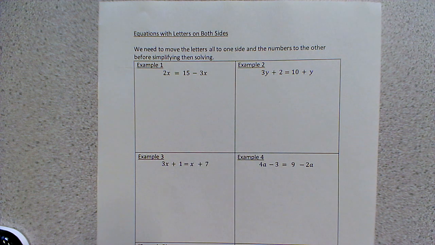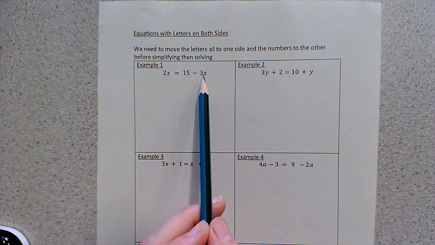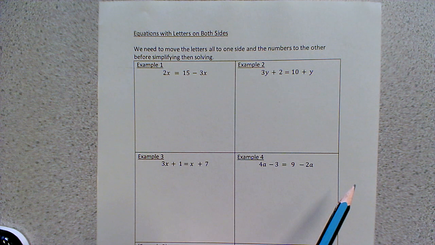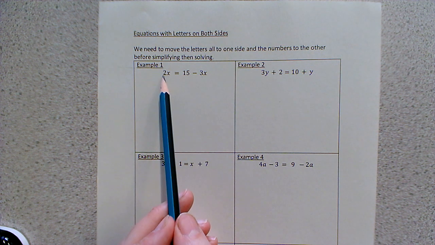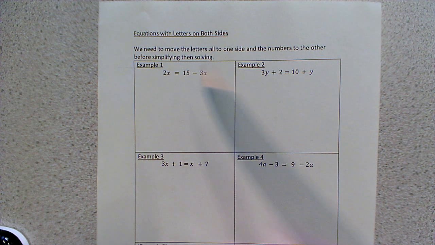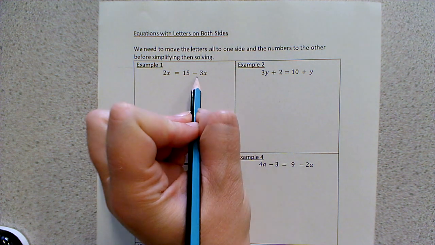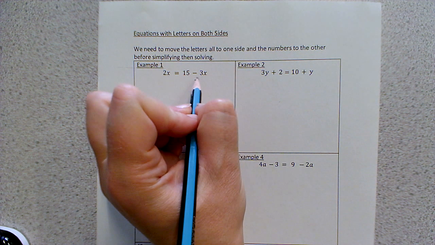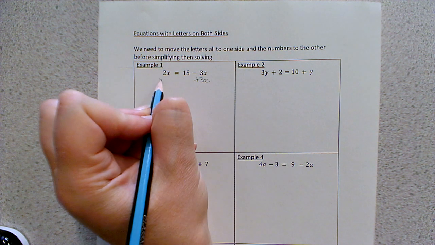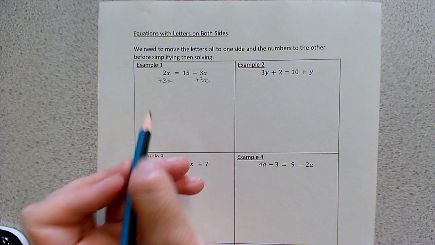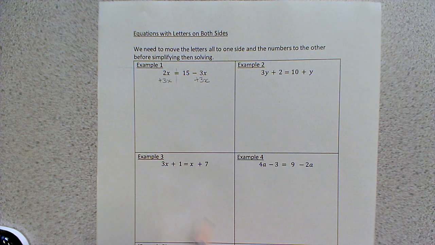Now, if we were to move this, I would say move the smallest x. So when you look at this, you have 2x and negative 3x. Well, negative 3x is smaller than a positive 2x, so that's the one we're going to move. And to do that, we're going to balance this out, so I'm going to add 3x to both sides. Remember, both sides of that equal sign.